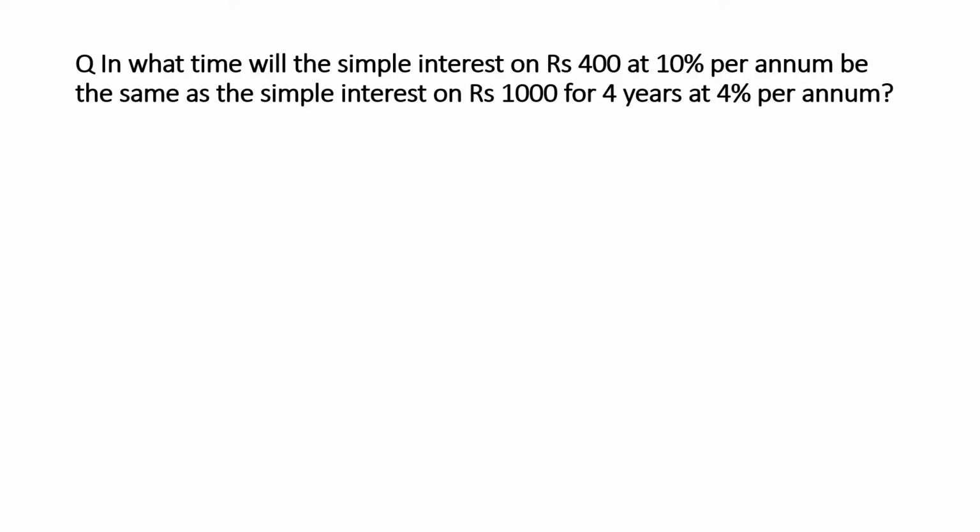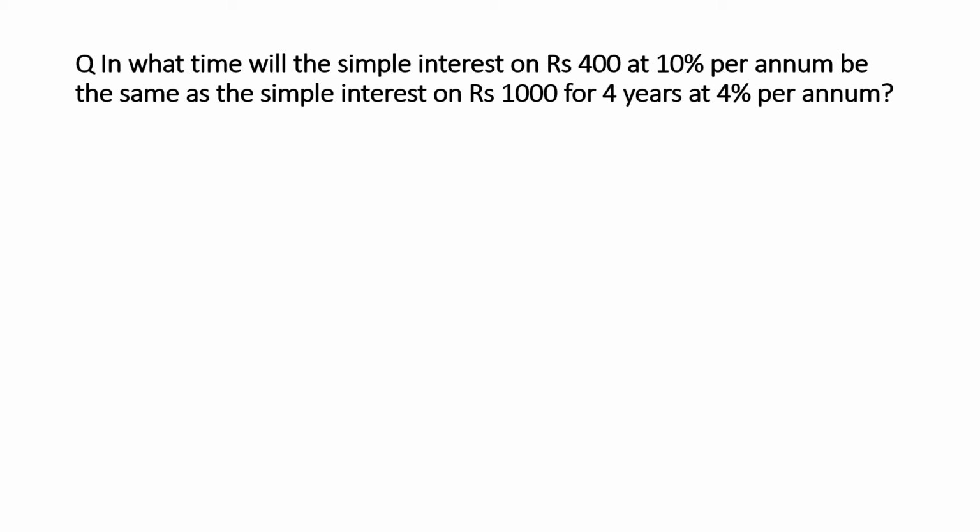Moving to the next question. In what time will the simple interest on rupees 400 at 10% per annum be the same as the simple interest on rupees 1000 for 4 years at 4% per annum? Now in this question, we have to find the time. In what time? The principal is 400, rate of interest 10%, and we need to find the time.